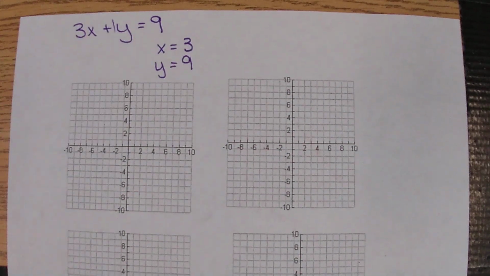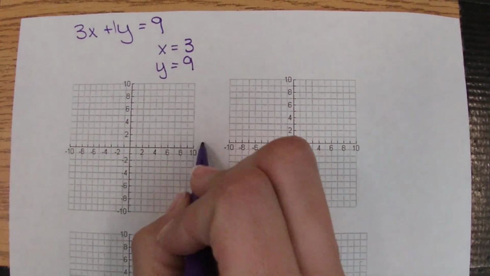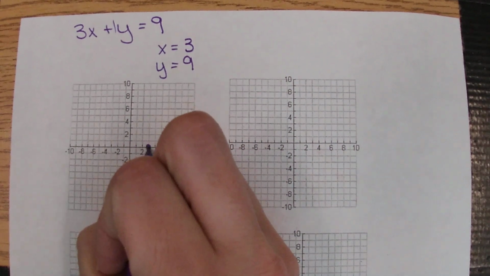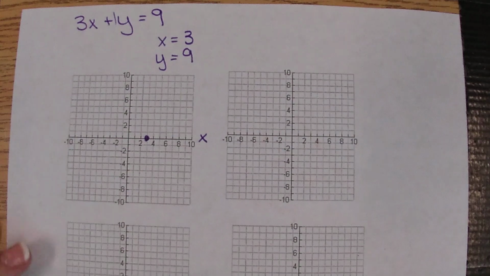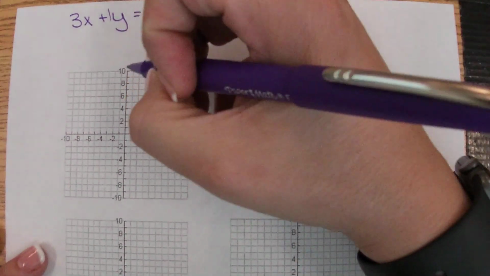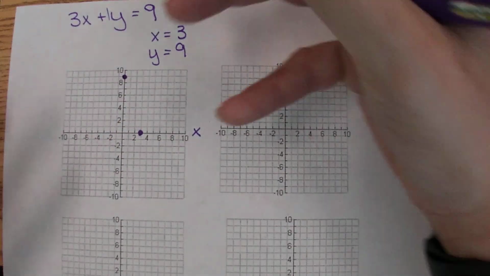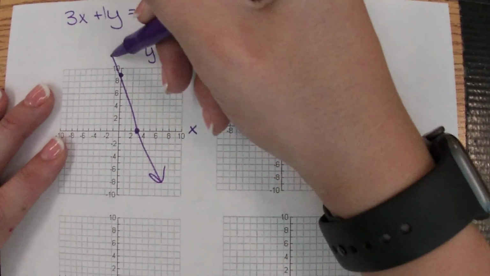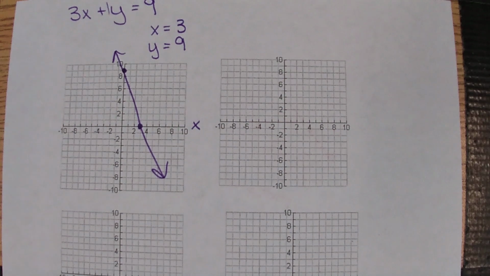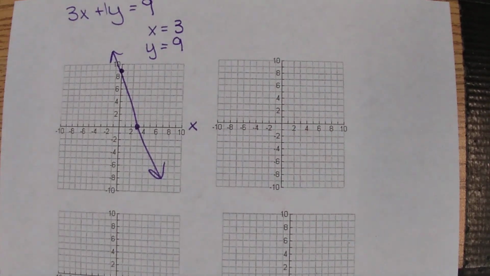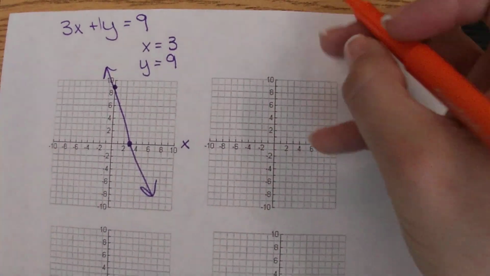My x-intercept means I am on the x-axis. So I'm going on my x-axis to 3 and making a point. My y-intercept means I'm on my y-axis, so I'm going to 9. And there is my line. A lot less work than we were doing. But again, what we were doing works all the time. This only works for one specific type.